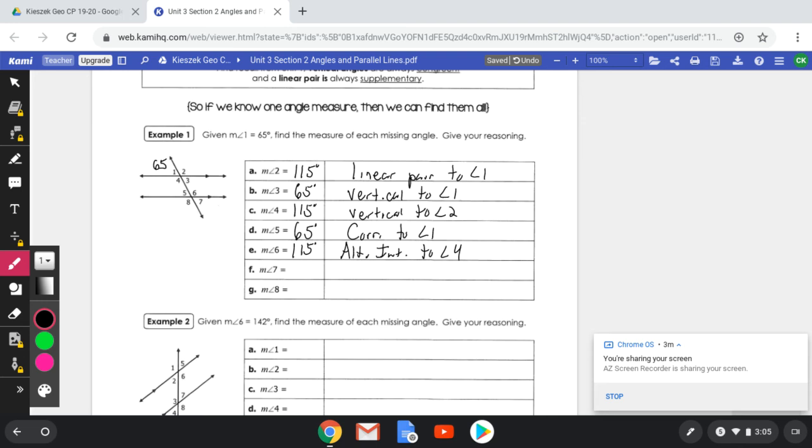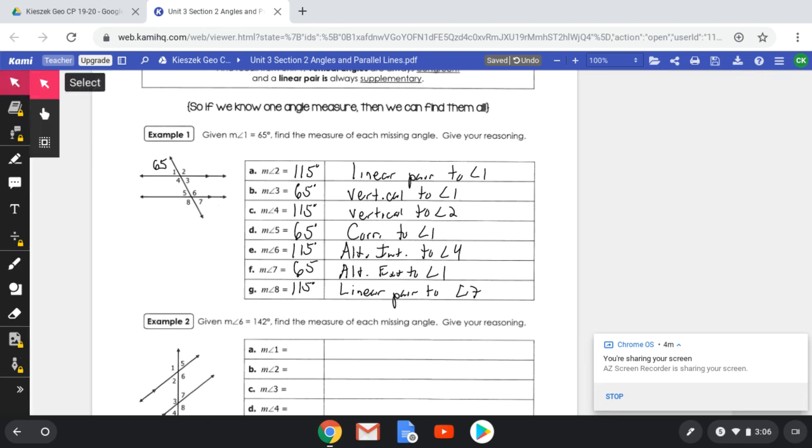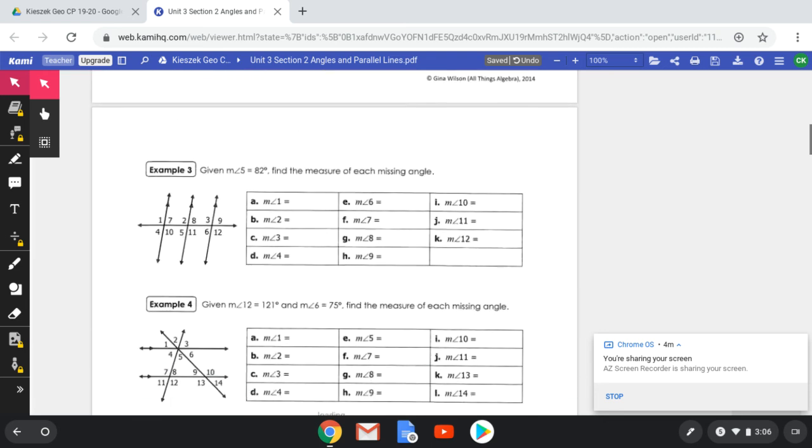We could say 7 is alternate exterior to angle 1. So therefore, it's 65. We could say angle 8 is, I don't know, a linear pair to angle 7. So therefore, it's 115. These reasonings here on the right side are not the only reasons. We could have many different reasons, but the angle measurements themselves will always be that amount. We will skip example 2 because it's literally the same thing as example 1 with just a different number. So let's look at example 3.